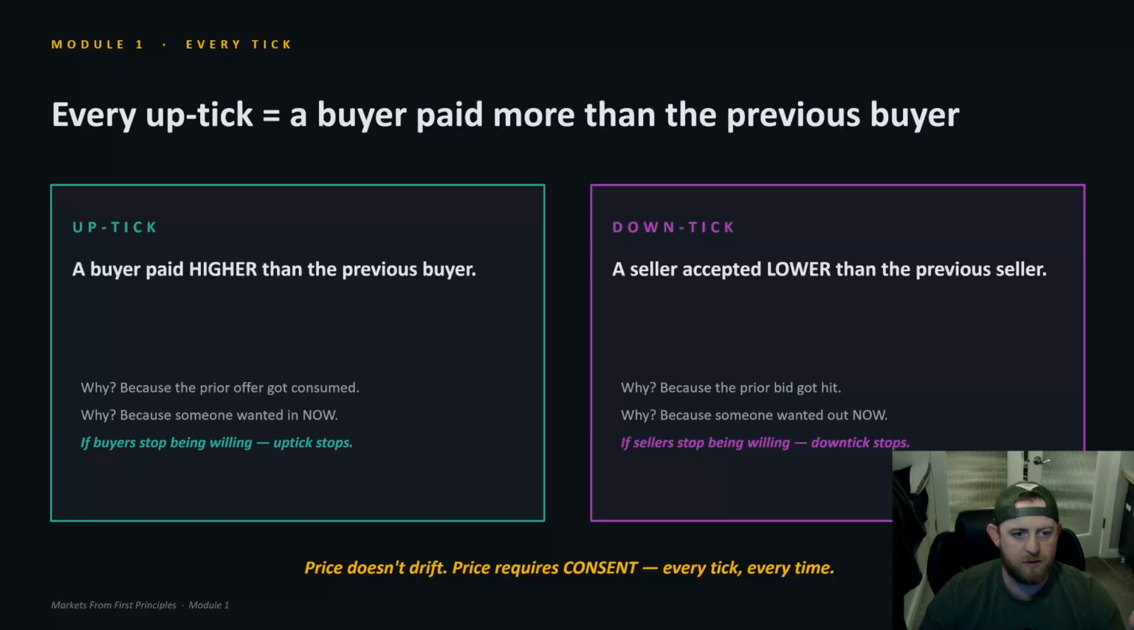This all is predicated on consent. Every single time a transaction happens, price moves in one direction or another, it is because two parties consented to a price.